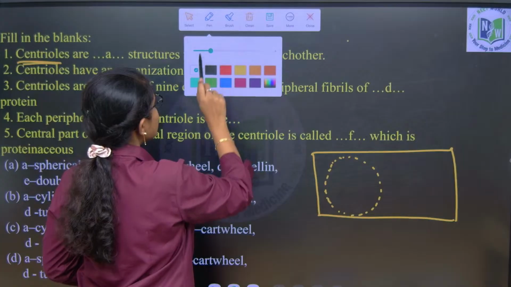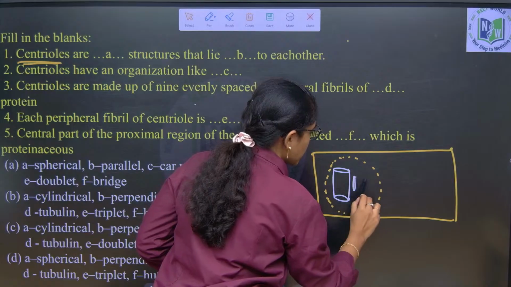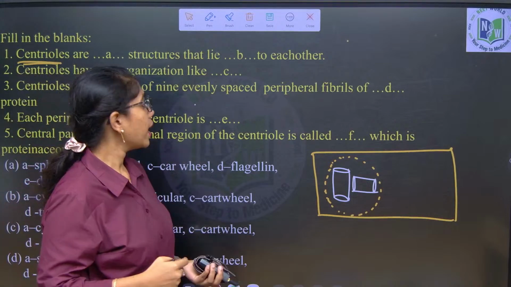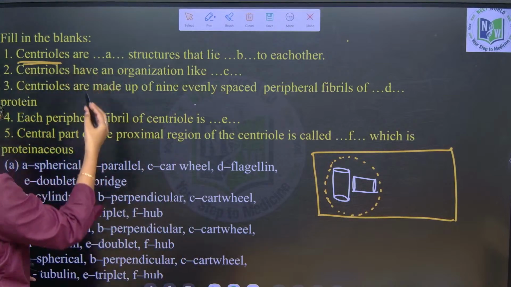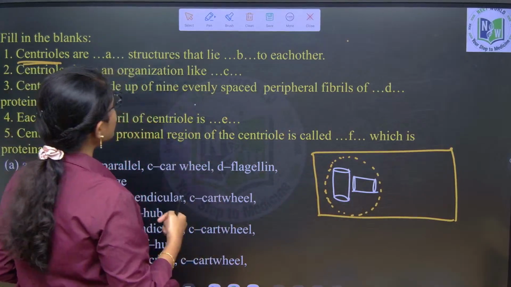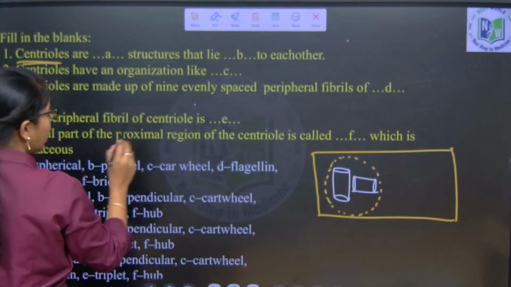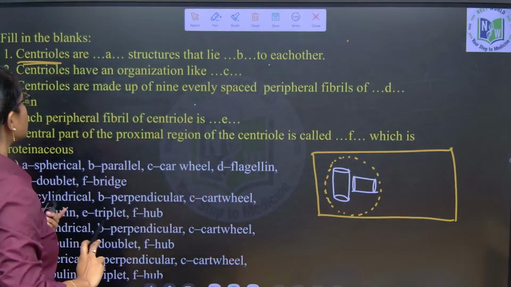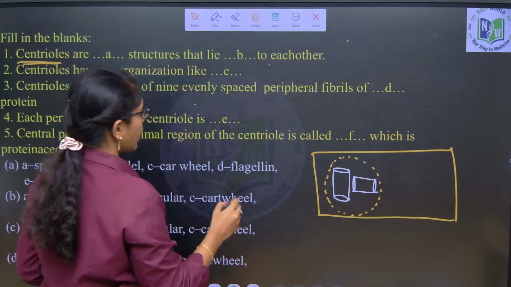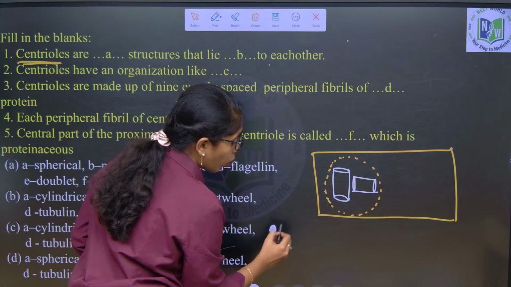Okay, and this is having two perpendicular centrioles in it. This is having how many centrioles? Two perpendicular centrioles which are just perpendicular to each other. So yes, centrioles are cylindrical structures that lie perpendicular to each other. So yes, A is cylindrical and B is perpendicular to each other. Next, centrioles have an organization like what? Cartwheel organization, right? Wherein in centriole at the center you can see a proteinaceous hub.